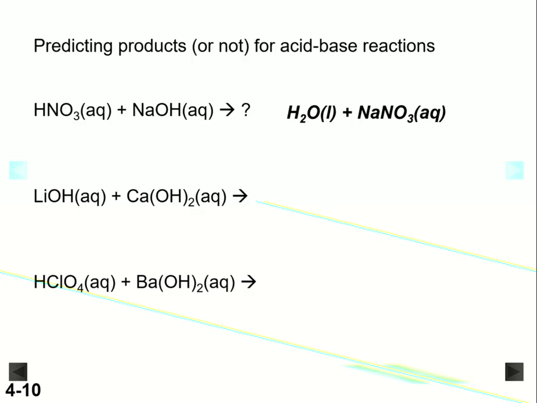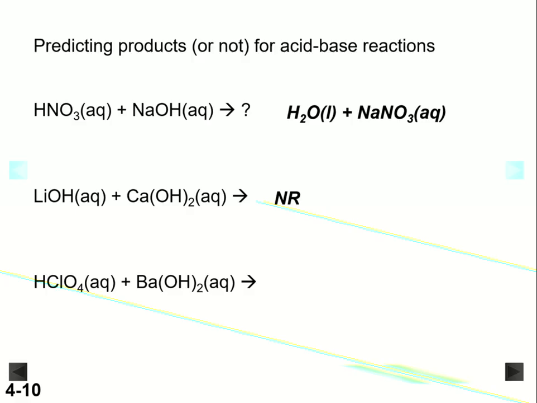And in this case, the soluble salt is sodium nitrate, and we produce water. Water is the driver for this reaction. And you can write a net ionic equation because the nitrates and the sodiums are spectators. So you can just have H plus OH minus goes to H2O as the net ionic equation for this system. For the second one, we have lithium hydroxide plus calcium hydroxide. Those are both bases. Bases do not react with one another. Therefore, we have no reaction.